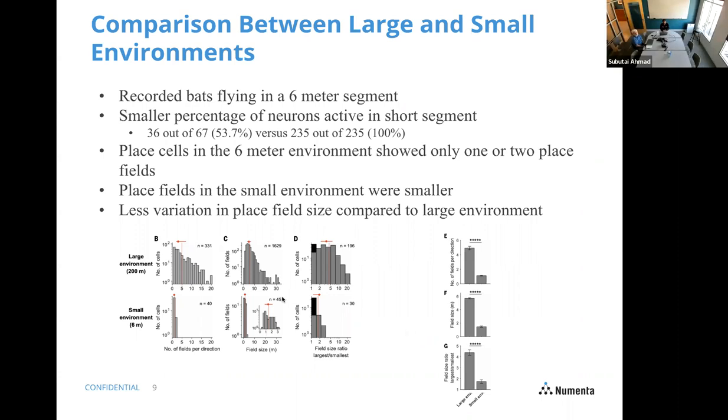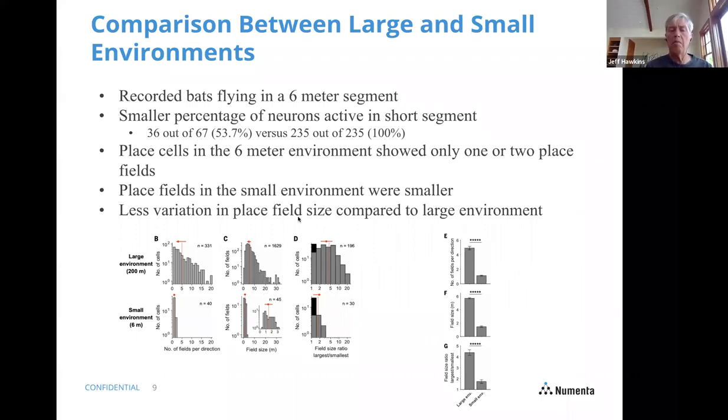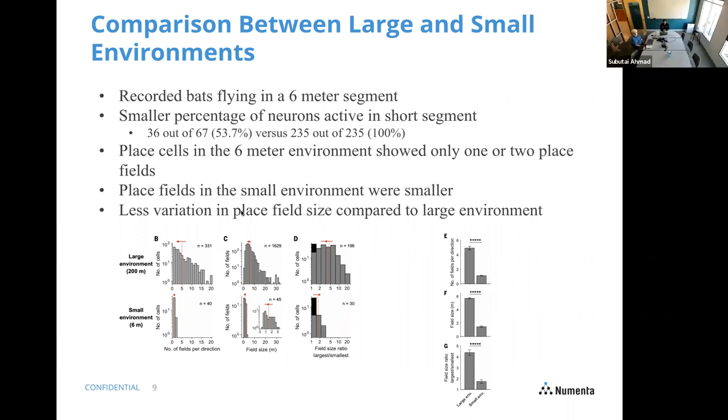I don't know if it's the same cell. It sounds like it's different cells, different experiment. Yes, these are different bats, I believe, in this 6 meter track. It's interesting. You'd think they would have done an experiment with the same bats, but who knows? I guess there's a reasonable chance this is something they thought of afterwards, or maybe a reviewer suggested it, and then they had to go back.